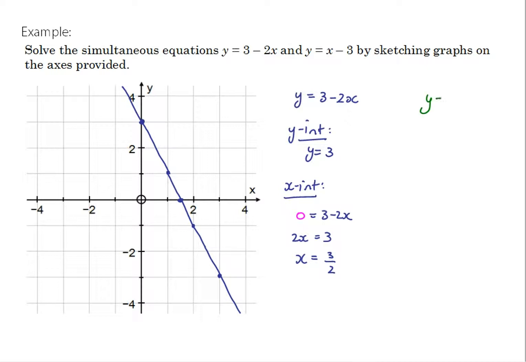Our second equation is y equals x minus 3. So the y-intercept is clearly at negative 3. When we let x equal 0, y will equal negative 3. For the x-intercept, we'll let y equal 0, and so adding 3 to both sides, x is equal to 3. So we have a y-intercept at negative 3 and an x-intercept at 3. You can see we have a gradient of 1, which means that for every 1 across we go 1 up. And when you start to step out the gradient, you can see that your solution is going to be here.